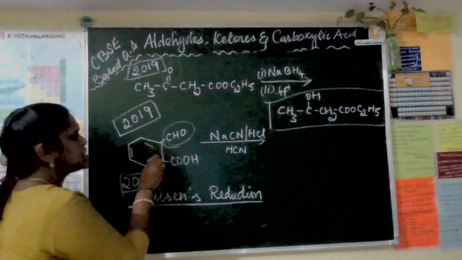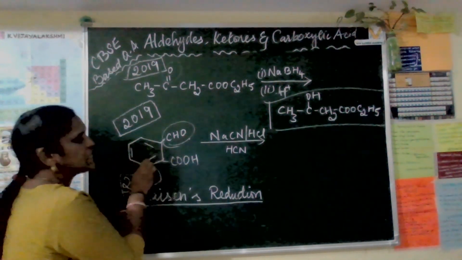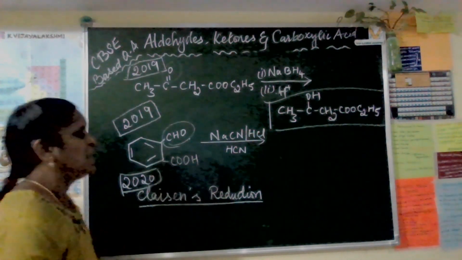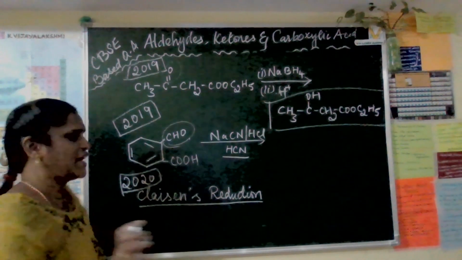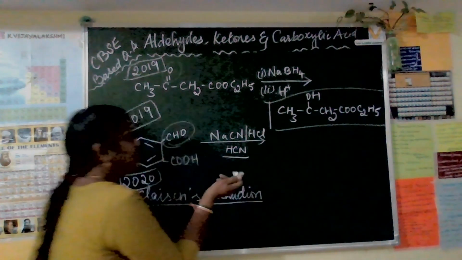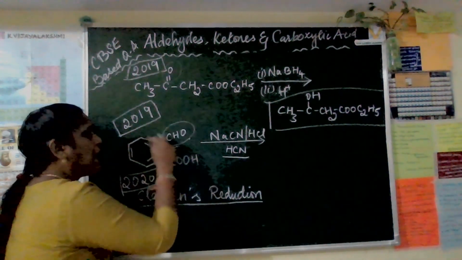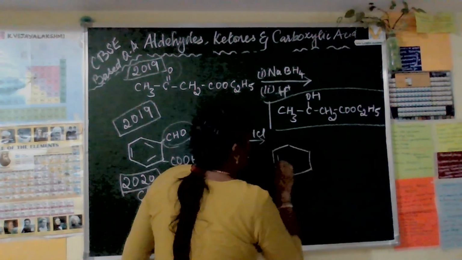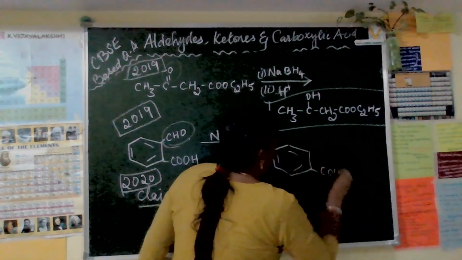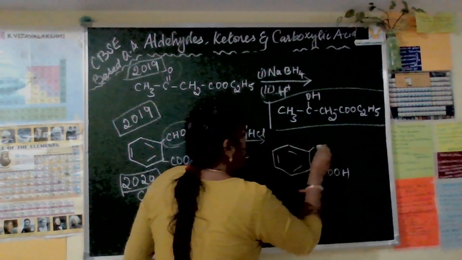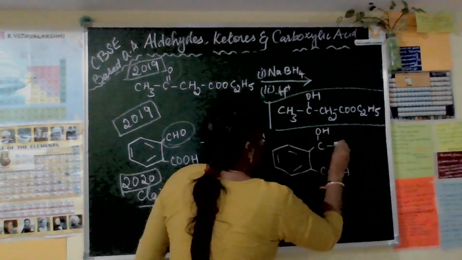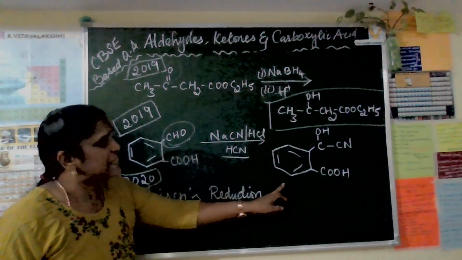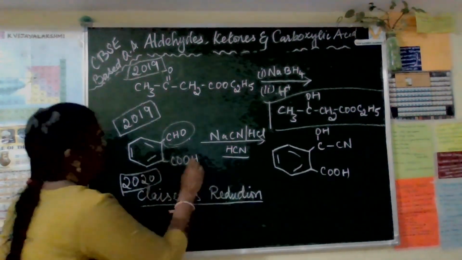Now the next one: this is salicylaldehyde. Salicylaldehyde reacts with sodium cyanide along with HCl, and you will get the cyanohydrin product. Cyanohydrin means it will affect only the aldehyde group. So remember it that way. Here the COOH will remain safe, there only. Here C, here OH, and here CN. So that means benzoic acid cyanohydrin. Like that you will get the product.